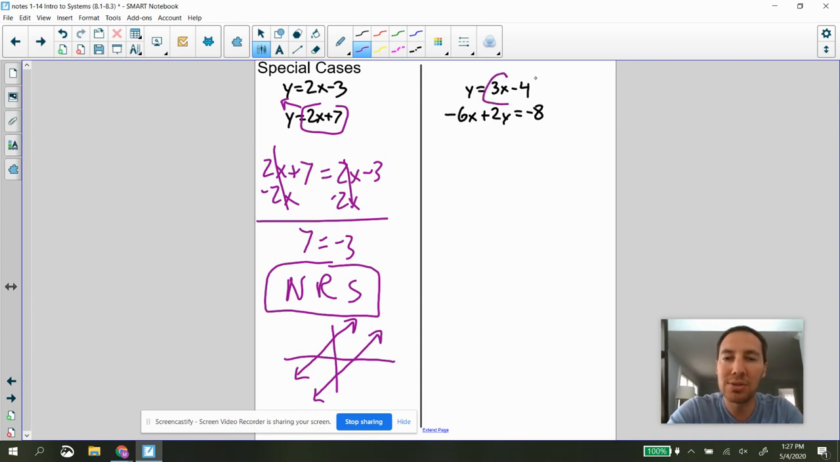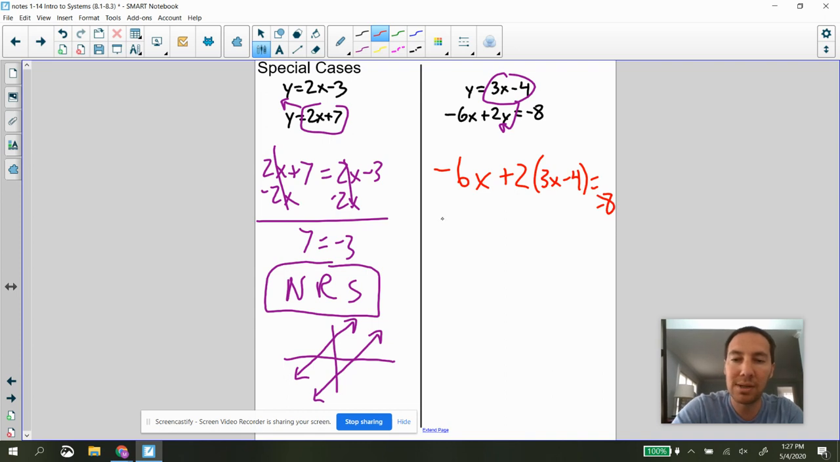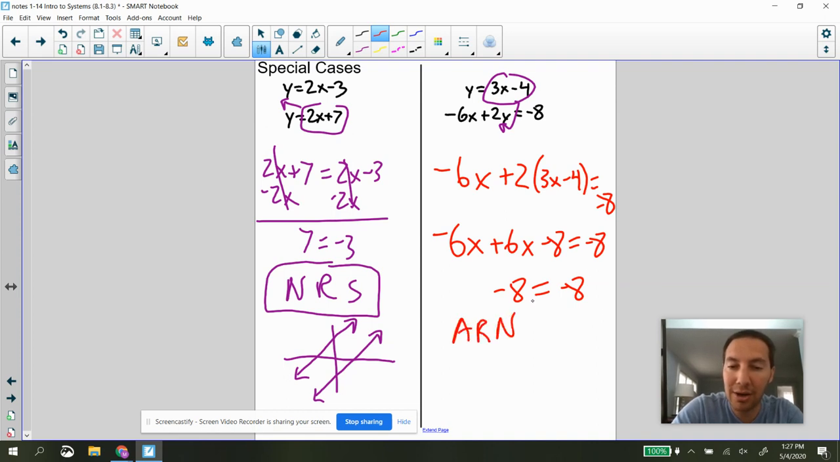How about this one? If that one's no real solution, what's this special case going to be? Well, let's find out. If we plug this in, negative 6x plus 2 times 3x minus 4 equals negative 8. We get negative 6x plus 6x minus 8 equals negative 8. Uh-oh, my x's cancel out. I get negative 8 equals negative 8.